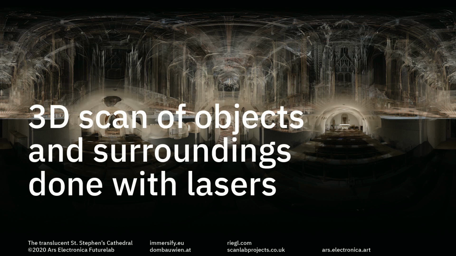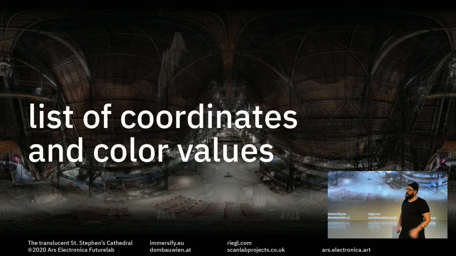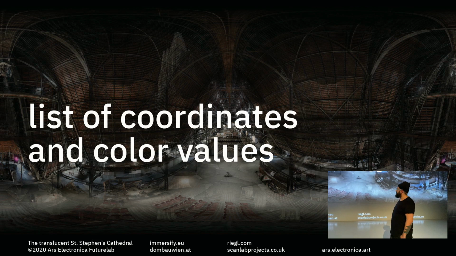Point cloud is basically a 3D scan of objects or surroundings, and this is done with lasers. When you have a camera and you take a photo of something, the photo is based on a grid of pixels. With a laser scanner, you can scan the environment in 3D, and what you then have is points that correspond to coordinates and color values. So you can take the real world and put it into digital space.